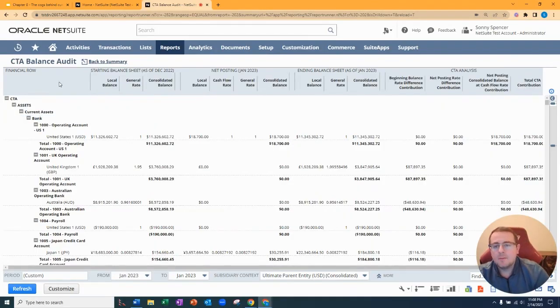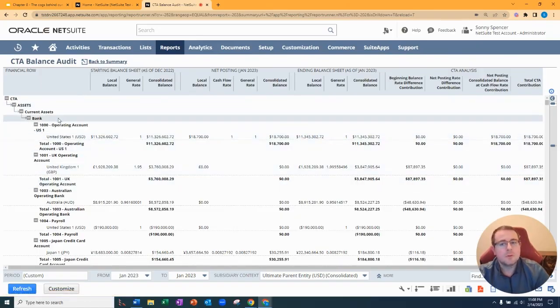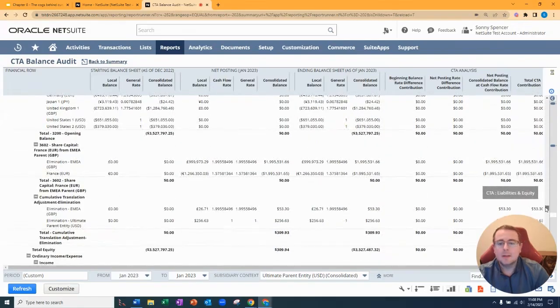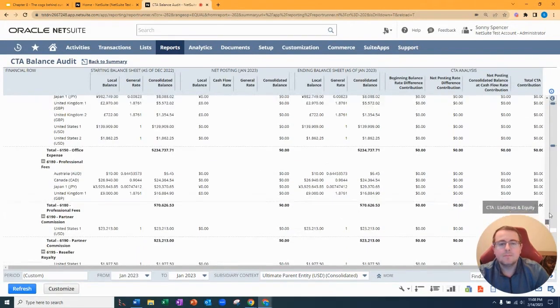So starting with the far left, the financial row, this section really just lists the GL account in the consolidated trial balance by subsidiary. So if you have a lot of GL accounts, a lot of subsidiaries, you're going to see many, many rows in this report. In fact, we can see here as we scroll down, we have many rows in this report as a result.